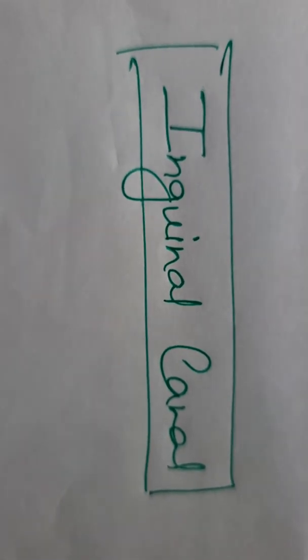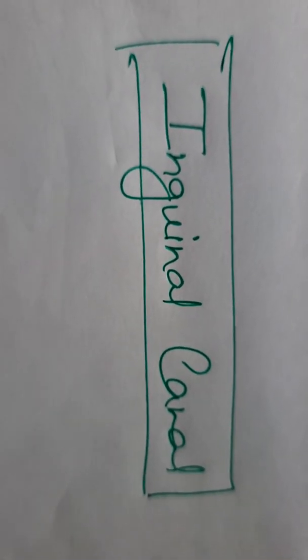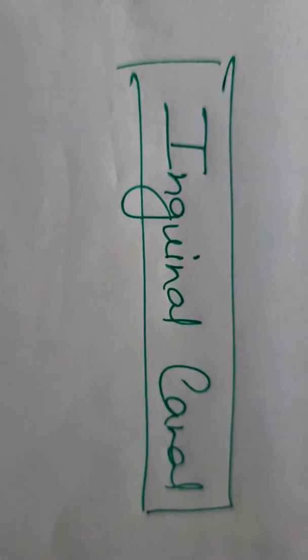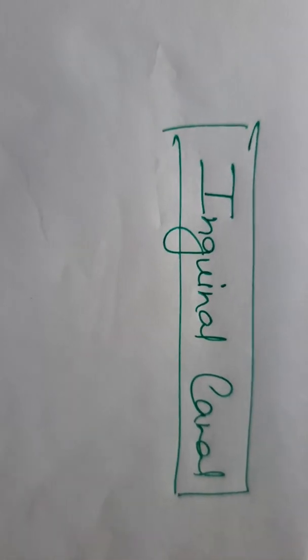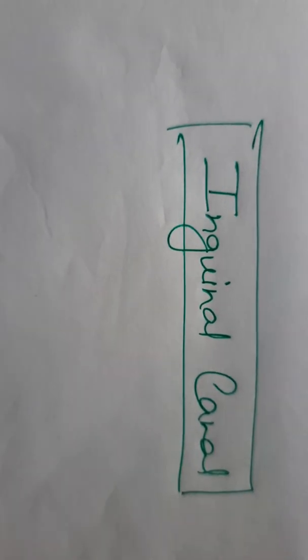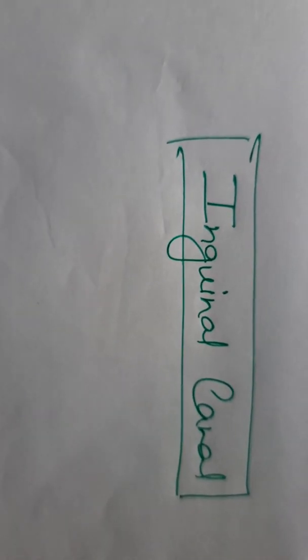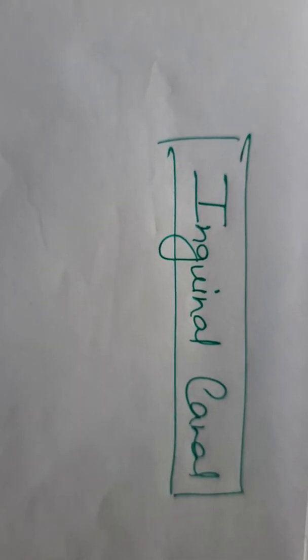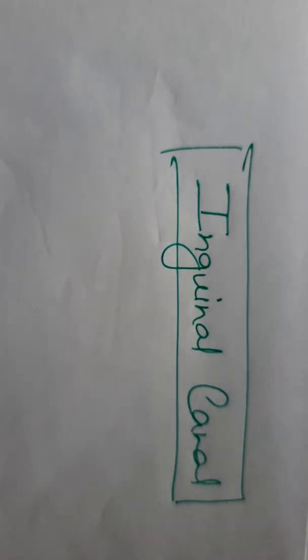Hello, I'm going to talk about the inguinal canal today. So, first of all, what is the inguinal canal? It is a musculo-aponeurotic tunnel which is about 4 centimeters in length, and you have to know where it lies. It extends from the deep inguinal ring to the superficial inguinal ring. Okay, first concept, you have to know where it lies, where it extends, and what it actually is.